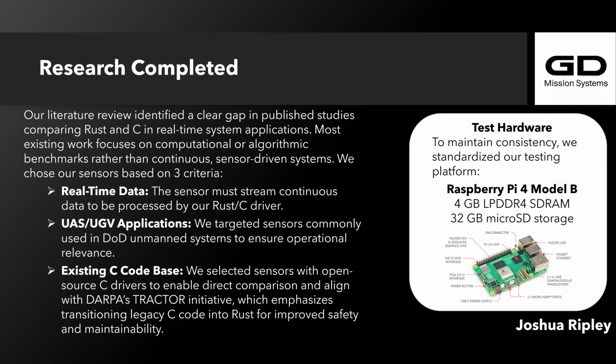Additionally, to maintain consistency across team member evaluations, we standardized our testing platform to hardware that was readily available, cost-effective, and fully supported by both Rust and C toolchains. For this goal, we selected the Raspberry Pi 4 Model B, utilizing 4 GB of LPDDR4 SDRAM and 32 GB microSD card storage. This ensured that all team members could run identical builds, reproduce results, and validate performance metrics across identical hardware configurations.